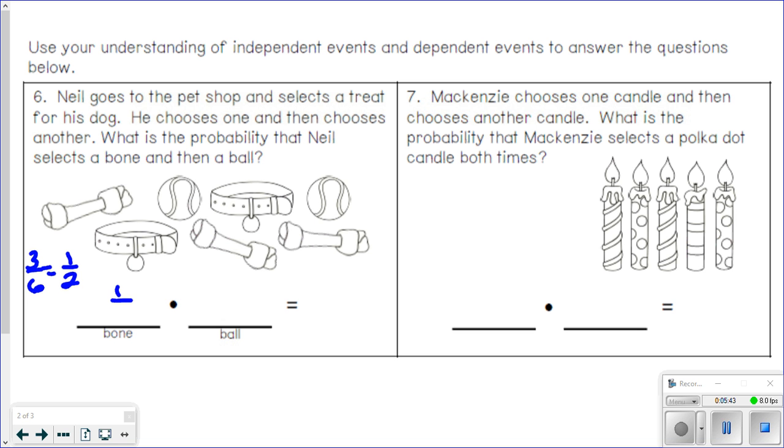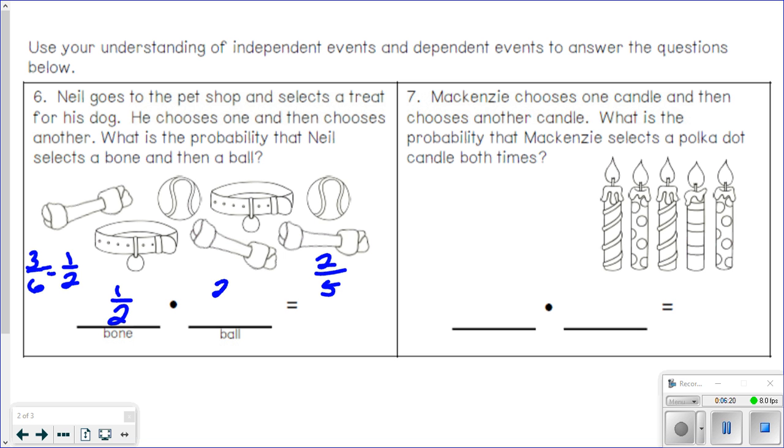Now, one of the key things is, did you replace what you took out the first time before you do the second thing? And it didn't say that we put the bone back in there. So now there are no longer 6 items to choose from. There are only 5 items because we picked a bone and didn't put it back. So when I calculate the probability of picking a ball, it's not out of 6 items, it's out of 5. For a ball, there are 2 balls and only 5 items to choose from.